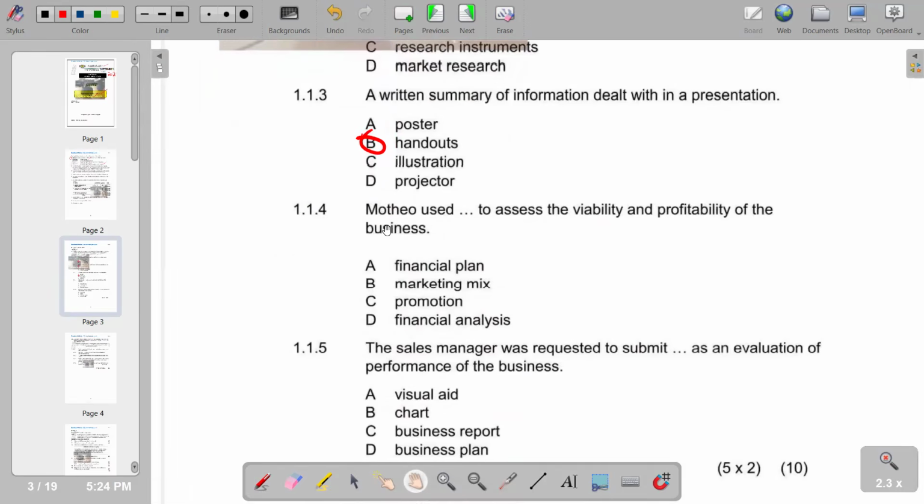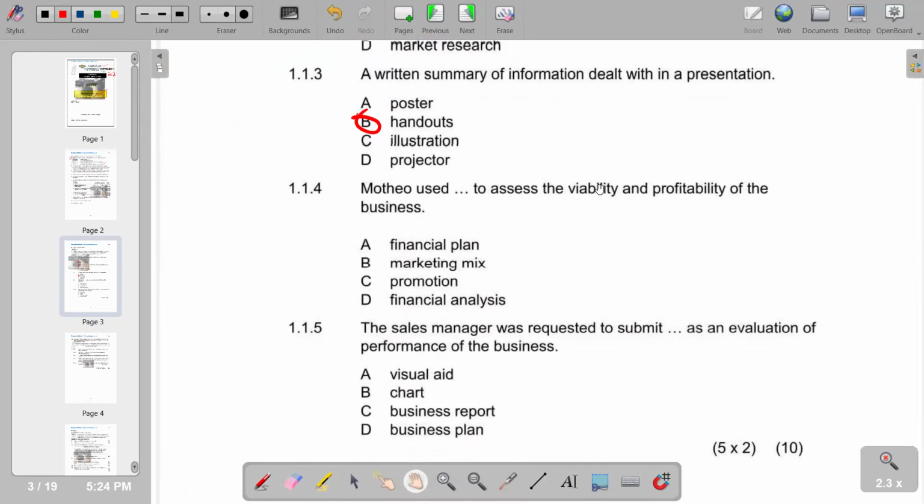Then we go to question 4. Dash is used to assess the viability and profitability of the business. Basically, it is asking what is used to assess the viability and profitability of the business. According to our responses, we have financial plan, a marketing mix, a promotion, a financial analysis. The correct response is D, which is financial analysis. Remember, financial analysis refers to an assessment of the viability, stability, and profitability of a business. That makes it the correct response for number 4.